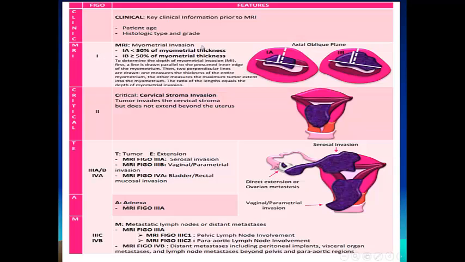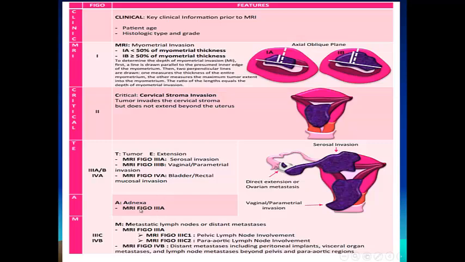Stage 1, confined to the endometrium or less than 50% of the myometrial thickness. Stage 2, there is invasion of the cervical stroma, as we saw in the last case. Stage 3A is serosal invasion. If there is vaginal or parametrial invasion, it is 3B. If there is involvement of the bladder or the rectum, it becomes 4A, not like ovarian cancer.